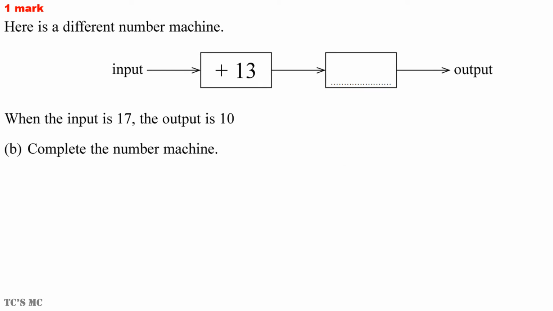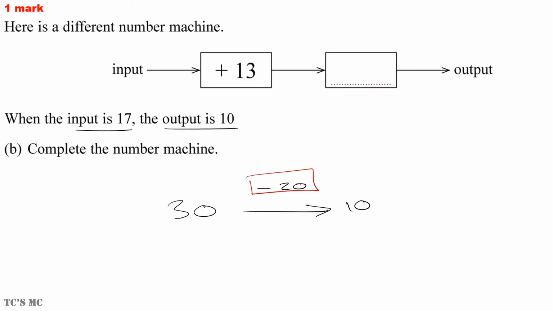Here is a different number machine. When the input is 17, the output is 10. Complete the number machine. 17 add 13 is 30. So we need to find an operation to go from 30 to 10. You could do subtract 20, and that is a perfectly fine answer, or you could say divide by 3. Either answer would get you the 1 mark.